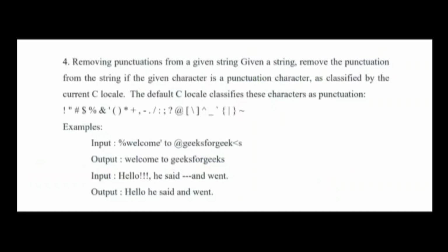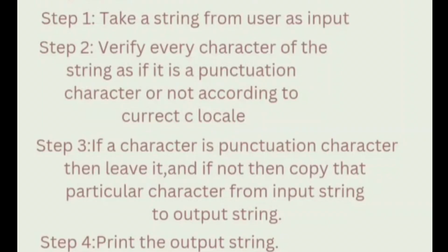Okay, in this video let us see the problem, algorithm, logic and output of the program. Firstly, let us see the problem. Our problem is to remove punctuation characters from a user entered string. That means we have to traverse through each and every character of the string and verify whether it is a punctuation character or not. The default C locale classifies this particular set of characters as punctuation, as shown in the slide. Now let us see the algorithm of the program before entering into logic and output.